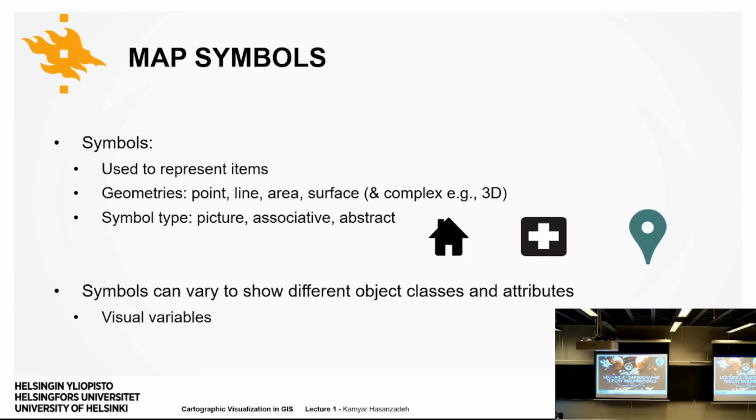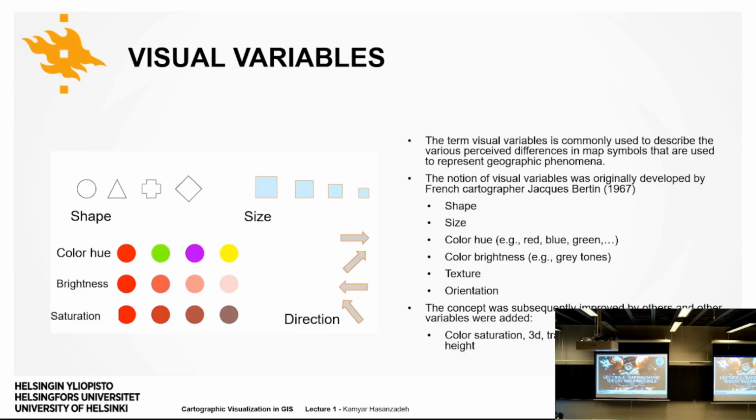So then we have also abstract symbols. For example, the pins, they don't really show anything, but it's an abstract item pointing to a certain place, for instance. Symbols can vary to show different object classes and attributes, and that leads us to the topic of visual variables, which is very often discussed in cartographic courses.